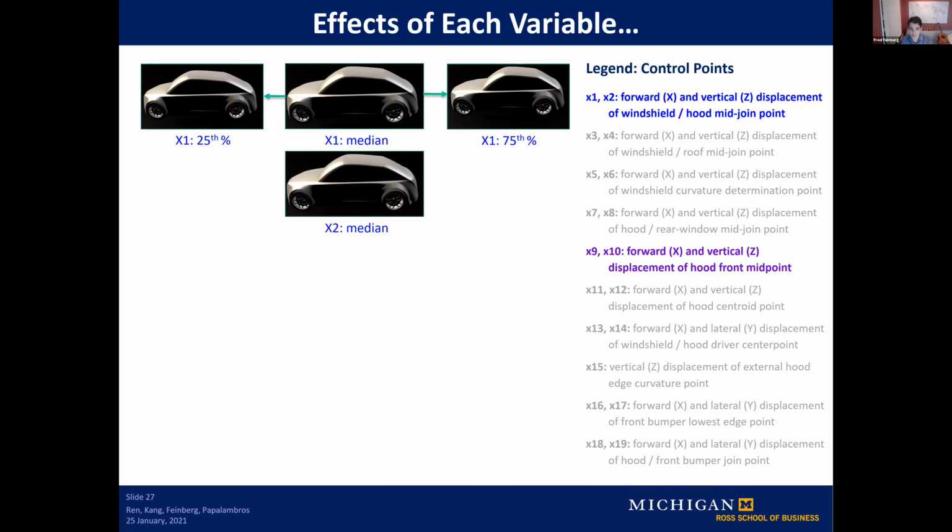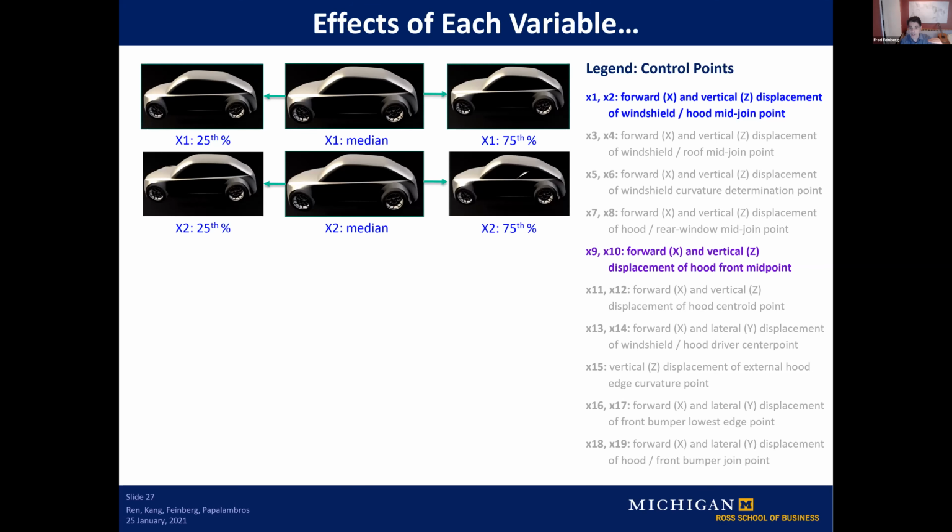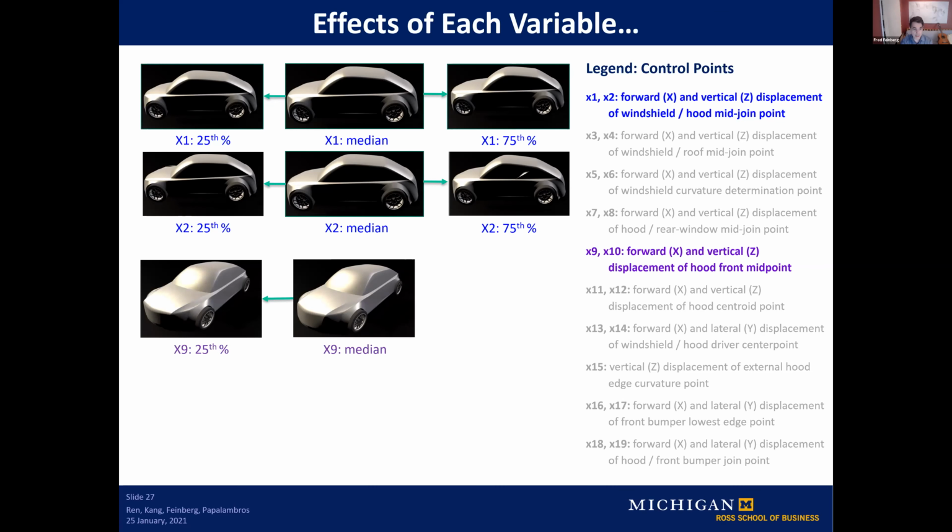And here is the median car again. I'm now moving that point up a little bit. Here, I'm moving it down a little bit. I picked these because these turn out to be very important in terms of people's aesthetics. I'll show you those weights later. Here's another one that was important, the displacement of the front hood midpoint. And here's another, we can rotate these cars very easily. I'll show you that. Here's that design.